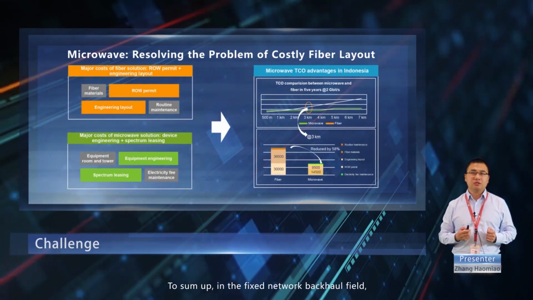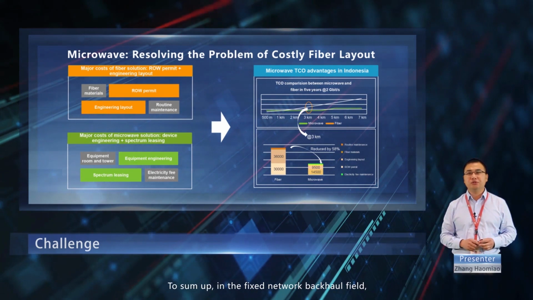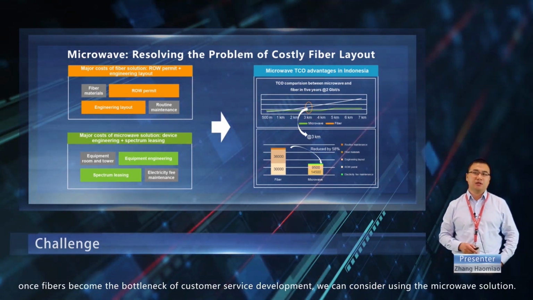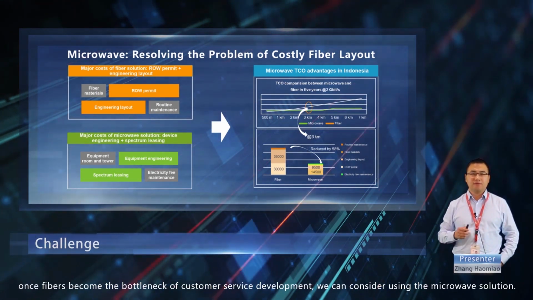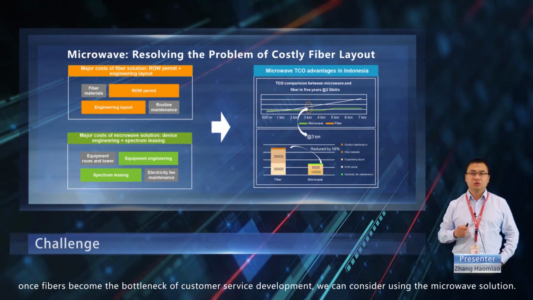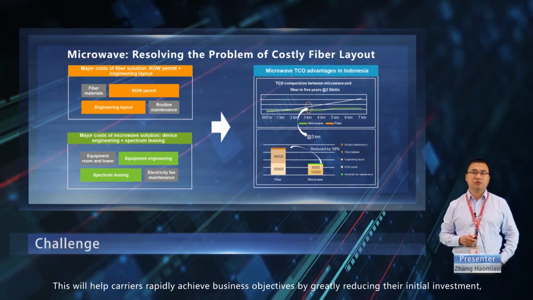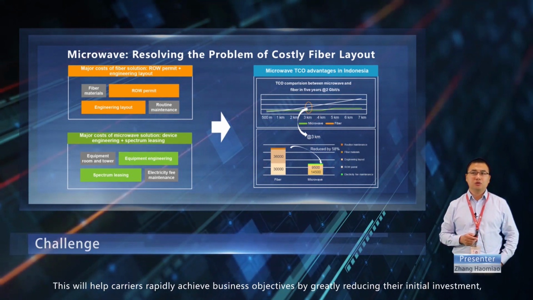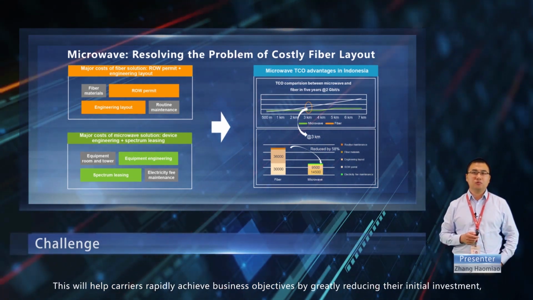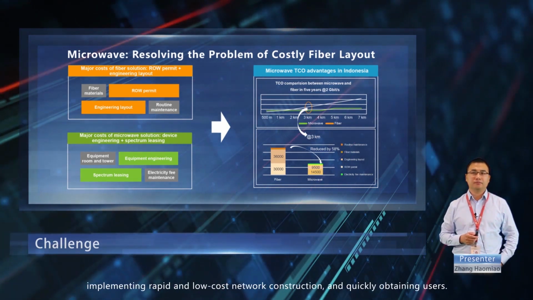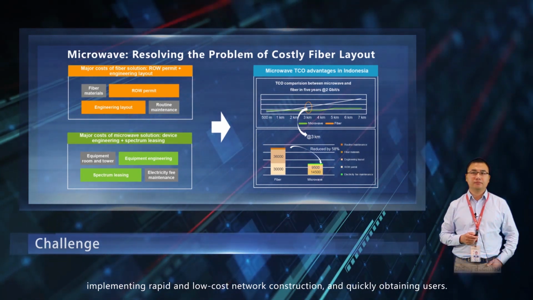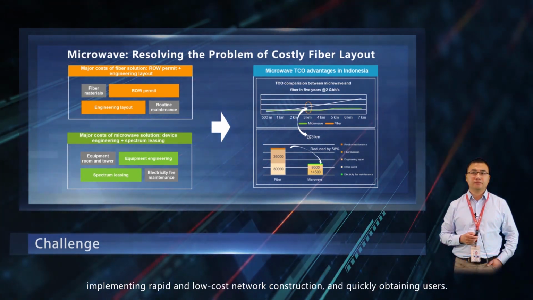To sum up, in the fixed network backhaul field, once fibers become the bottleneck of customer service development, we can consider using the microwave solution. This will help carriers rapidly achieve business objectives by greatly reducing their initial investment, implementing rapid and low-cost network construction, and quickly obtaining users.